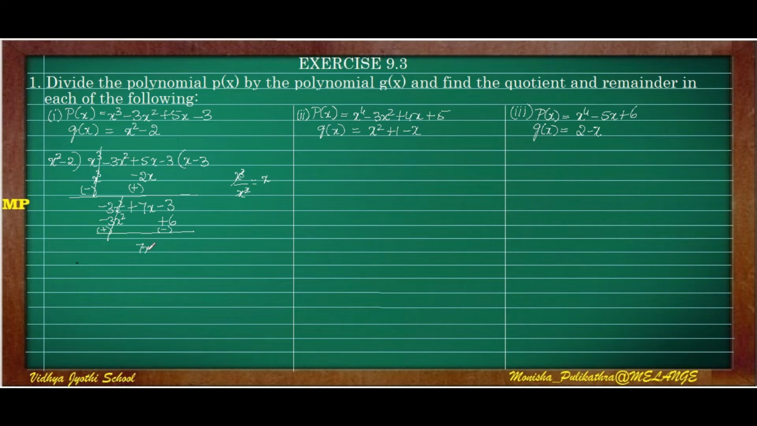Remaining is 7x. Minus into minus is plus. 6 plus 3 is 9, and the larger number's sign we have to add. So 7x minus 9 is the remainder. So at last we have to write the quotient Q is x minus 3 and the remainder R is 7x minus 9. I hope you understood this.